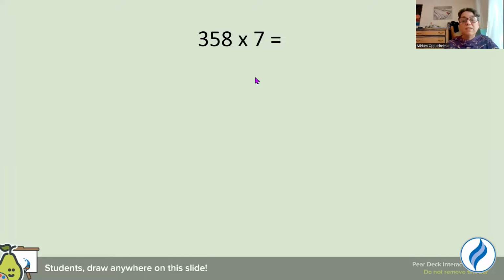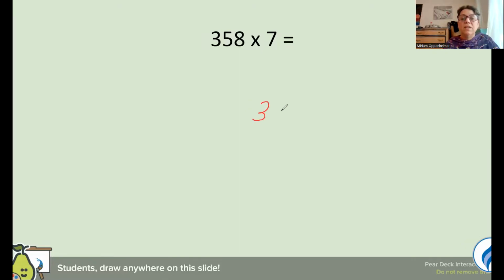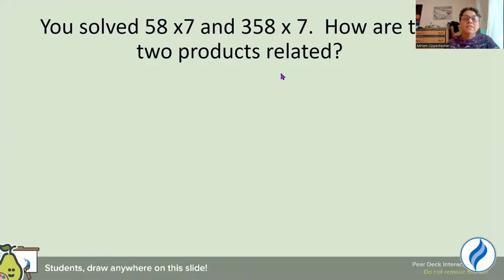358, almost the same thing, right? So we're going to have 58 plus 300 times 7, right? So take our other answer and put it together with 300 times 7, and you saw the answer on a previous slide. And so you have to figure it out. What is 3 times 7? Go back to another slide if you don't know it. I'm not telling you. You can find it earlier. And then you add it together. What is 300 times 7 plus 58 times 7? There it is, 58 times 7 and 358 times 7. How are they related? They both have 58 times 7.